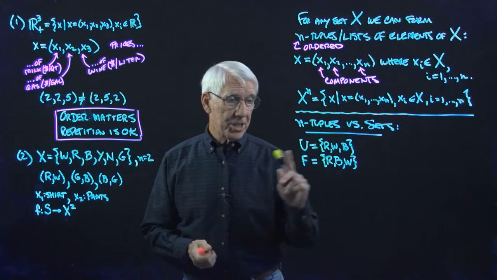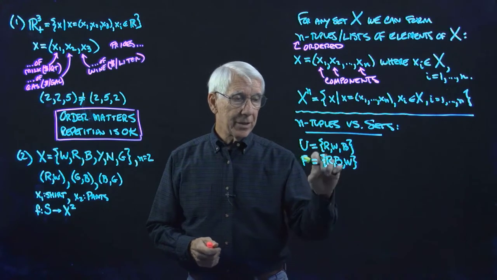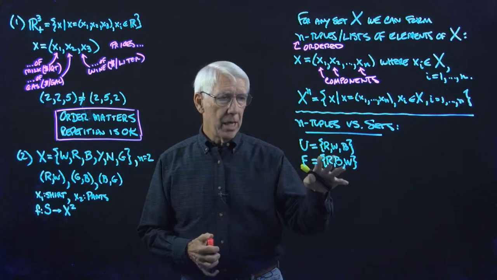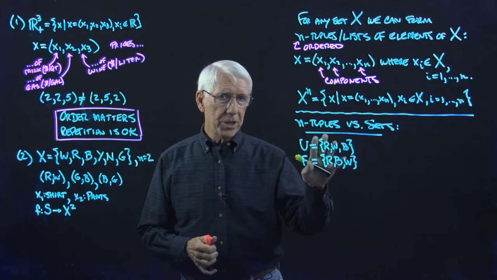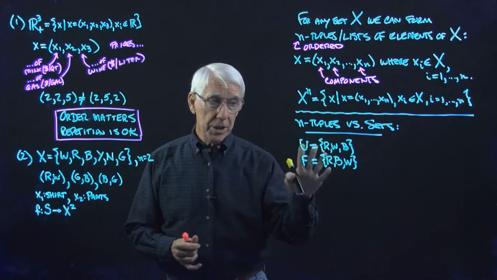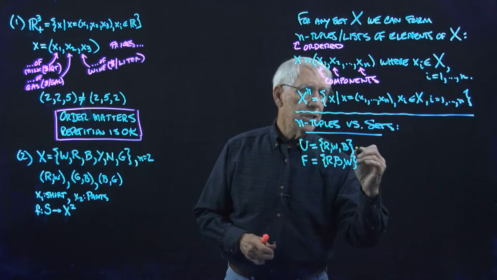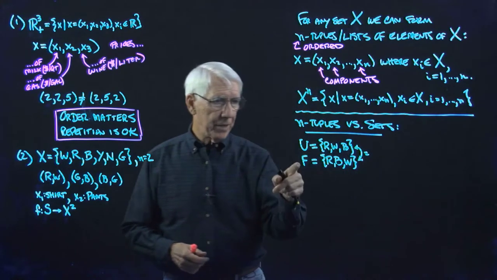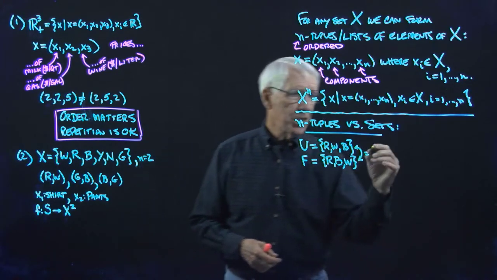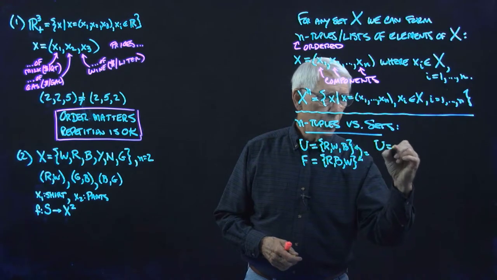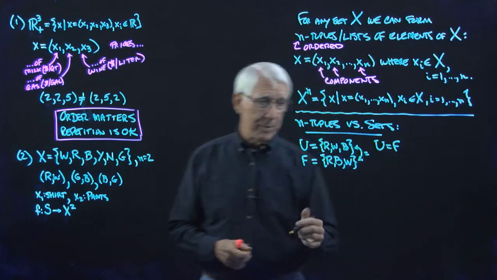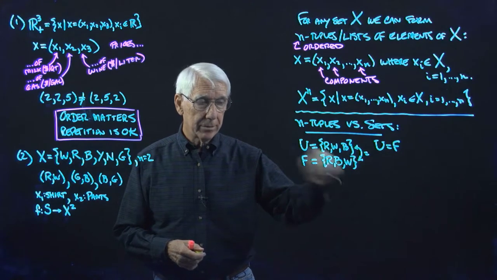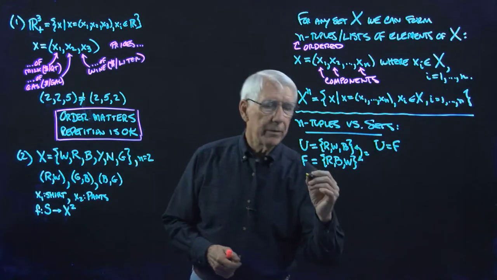So when we're talking about sets, it turns out that the order in which I write things in the set makes no difference. All we care about is whether something is in the set or it's not in the set. So that means that these two sets are actually equal. They just have different names, but they're the same set. So here, we would say U equals F because they have the same elements. Order doesn't matter. Let's look at a couple of other examples.